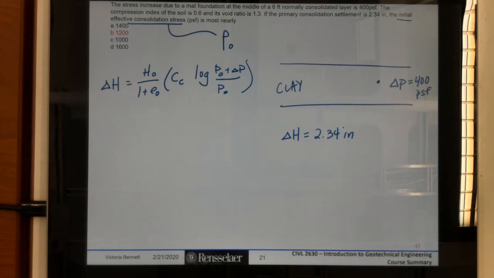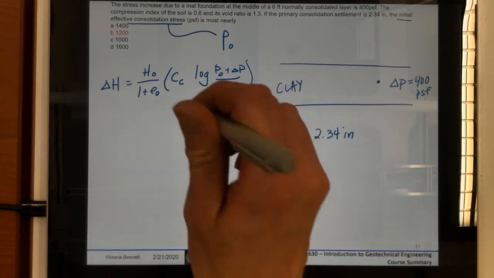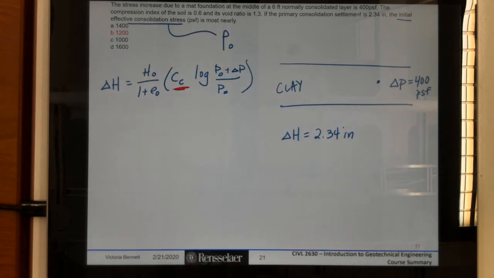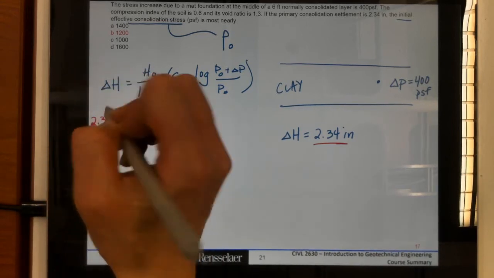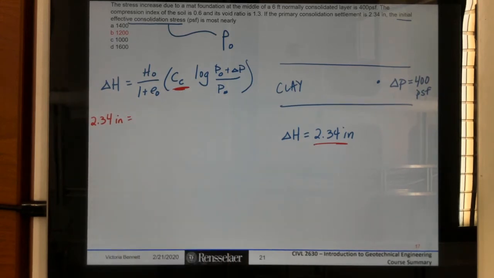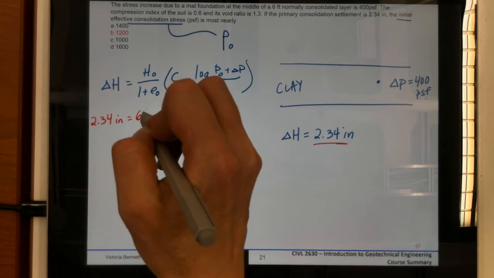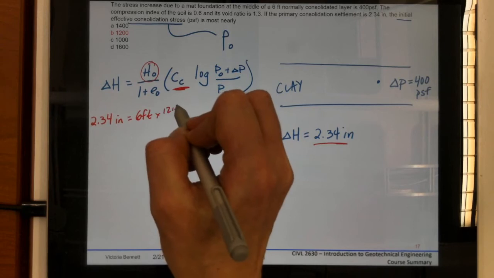They don't give you the recompression index, and so that should tell me which one of those three options of equations I should use. So C sub C is the compression index. That's what they give you. So I should be able to substitute in and find that. The only trick here is that the delta H, of course, is given in inches, but the initial thickness of our consolidating layer is 6 feet. That's this H naught, so we want to make sure that we get into consistent units.